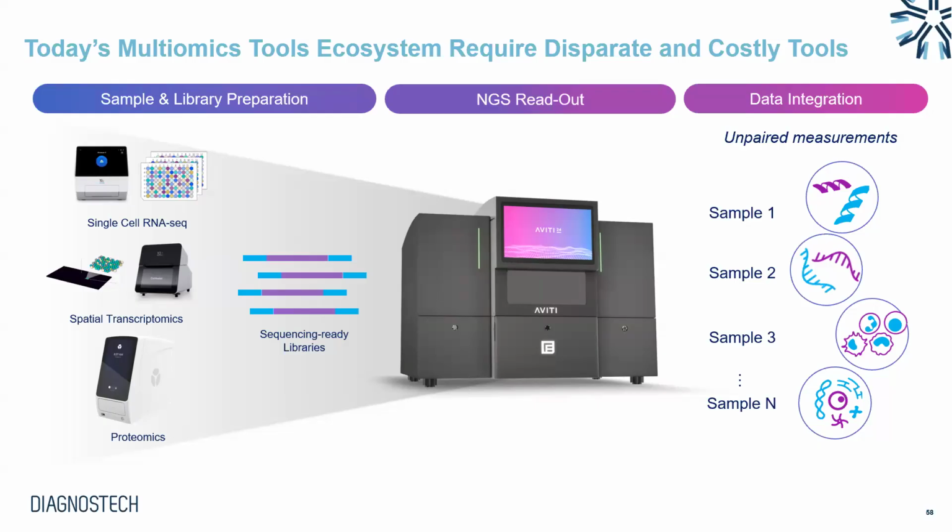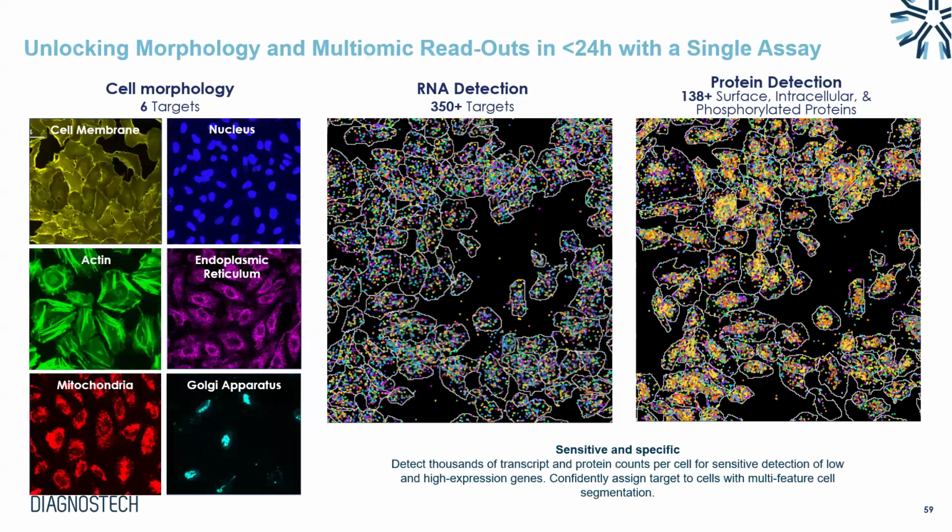So while this ecosystem of multi-omic tools has been extremely powerful, the challenges remain with long workflows, multiple pieces of expensive equipment required, high cost, and unpaired measurements across different assays and samples, introducing additional costs and requiring stitching together different data types. Whereas on the AVITI 24, it's one system and you can get all of it out at the same time.